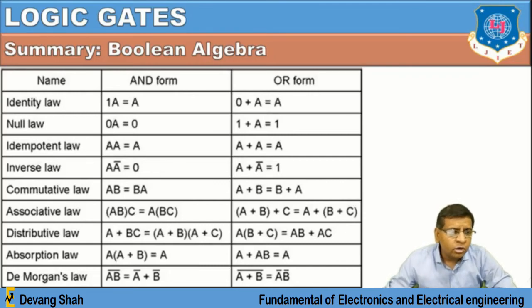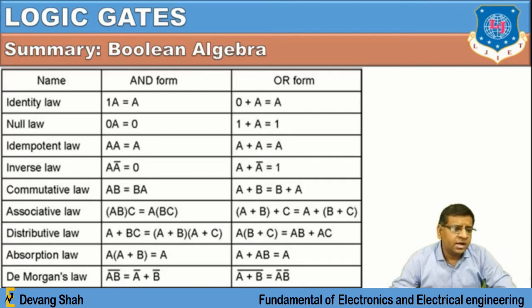In the same way you have the null law, that means A dot 0, the answer is always 0, and 1 plus A, the answer is always 1, right? So this is called the null law. In the same way you can define more laws, like the idempotent law, A into A is equal to A, because it's a Boolean function, right? So 1 dot 1 is equal to 1, 0 dot 0 is equal to 0, and A plus A is equal to A, because 1 plus 1 is equal to 1 and 0 plus 0 is equal to 0, right? Wherever you have a variable A, B, C, anything, you just put A as either 0 or 1 and you will get the answer.